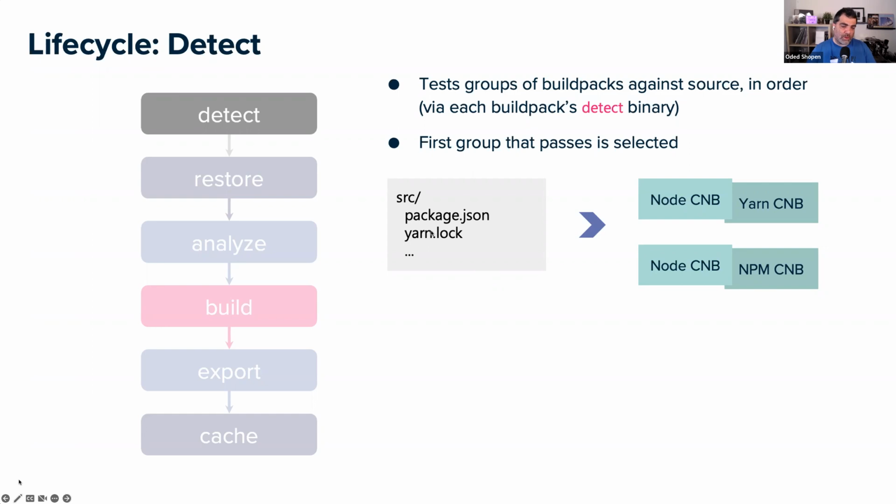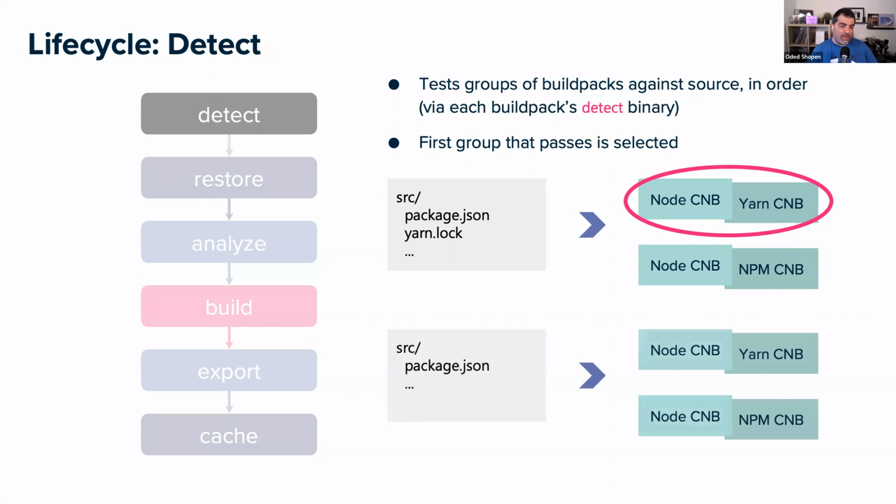So for this given source code, which one will actually be used? As you might guess, the one that's going to be used is the first one, because the detect for Node looks for package.json, and the detect for Yarn looks for a yarn.lock, right? So this is the group that's actually going to execute the final image creation for me. If I only had the package.json without a yarn.lock file, it's just going to choose the other one, because this would not pass validation and it's going to move on to the next one on the list, okay? So this is how we choose which group of build packs to execute against my source code.